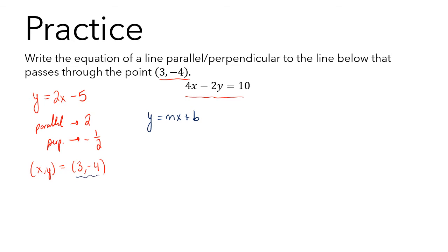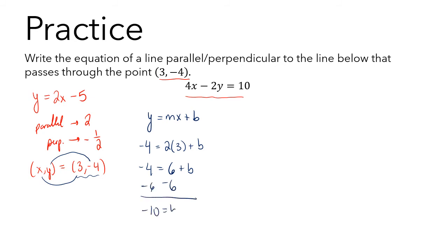So I'm going to start with parallel. So this is going to be negative 4 because that's my y, equals my slope, which I said was parallel, so 2, times my x here, which is 3, plus b. And I need to solve this for b. So negative 4 equals 2 times 3 is 6, plus b. So I subtract 6 now, and I see that b has to equal negative 10. So the equation for my parallel line, remember it's got to have the same slope, which is 2, is y equals 2x minus 10. This is the equation for my parallel line.